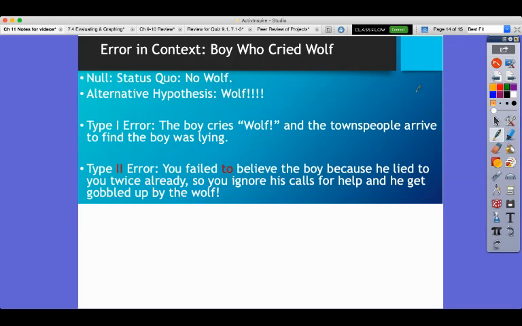Type 2 error says you failed to believe the boy. Fail to reject the null of no wolf because he's lied to twice. So we ignore him and we fail to reject the no wolf null in favor of going to rescue the boy from a wolf. And because we fail to reject that, he gets gobbled up by a wolf. So we'll talk more about it.